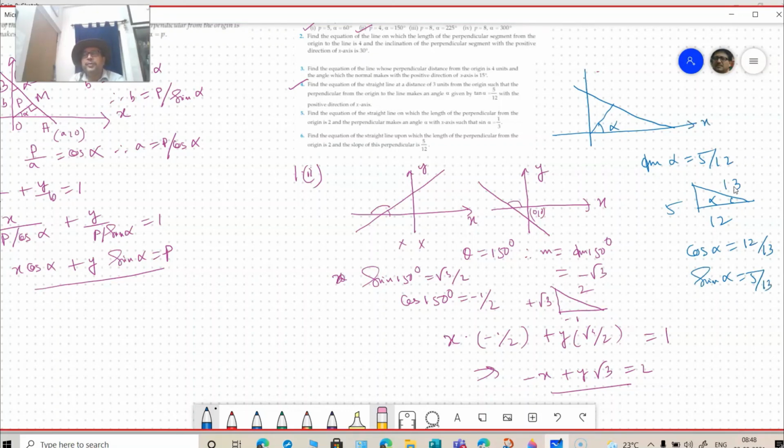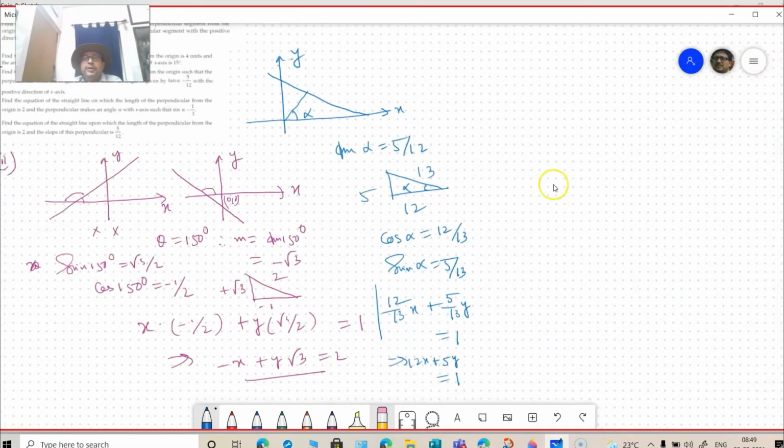So the equation is going to be x cos alpha plus y sin alpha equal to p. This means 12 by 13 x plus 5 by 13 y is equal to 1. This implies 12x plus 5y is equal to 1. Okay. So these sums are of this kind only where directly this form is required.